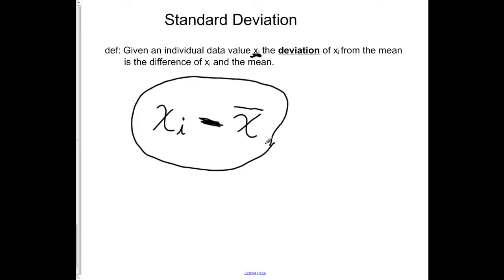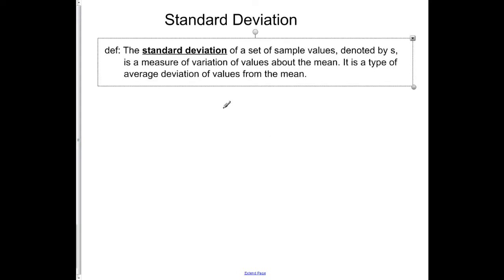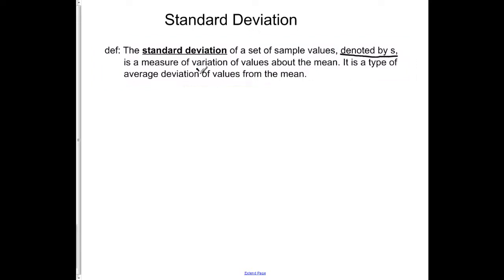All right? So once we know what a deviation is, the next step is to define the standard deviation. So the standard deviation of a set of sample values, which we denote by the letter S. So whenever you see the letter S, we are talking about the standard deviation. And the standard deviation is a measure of variation of values about the mean. It is a type of average deviation. I want you to pay attention to that. It's an average deviation from the mean.